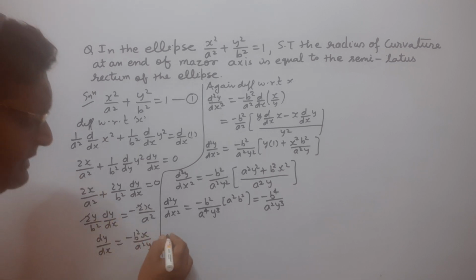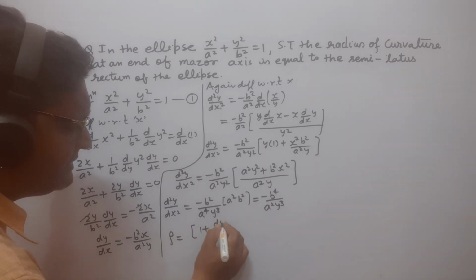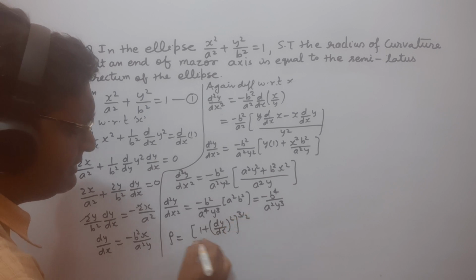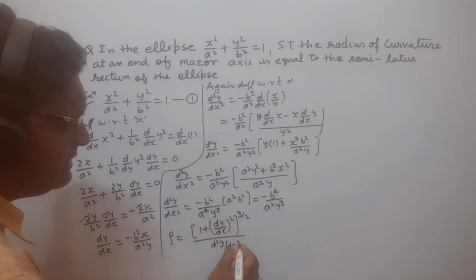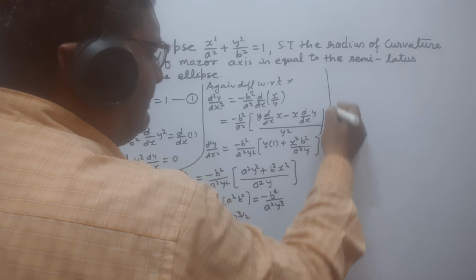Now we find the radius of curvature. The formula of radius of curvature for a Cartesian curve is 1 plus dy by dx whole square, whole power 3 by 2, upon d2y by dx2. Now we put here the values of dy by dx and d2y by dx2 and we get the radius of curvature.